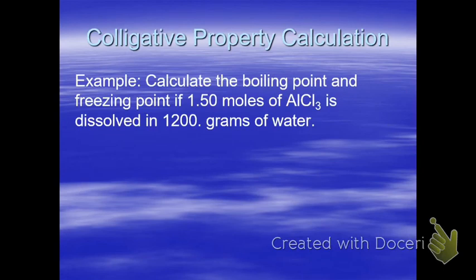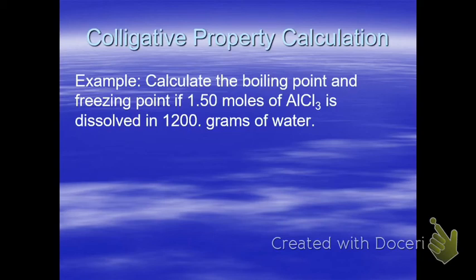So let's look at an example. I don't know if this one is in your notes. I believe that it is, but look at the screen anyway. It says, calculate the boiling point and freezing point if 1.50 moles of aluminum chloride is dissolved in 1,200 grams of water. First of all, I would never give you a solute that doesn't dissolve in its solvent, but it's just good to check. Ionic solute, water, yep, it's going to dissolve.